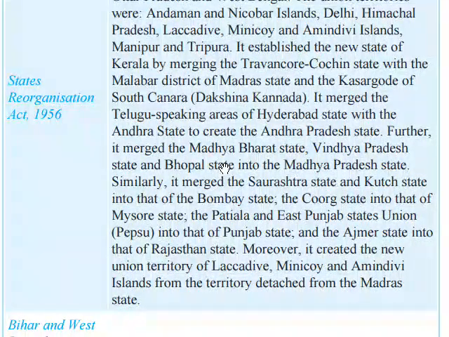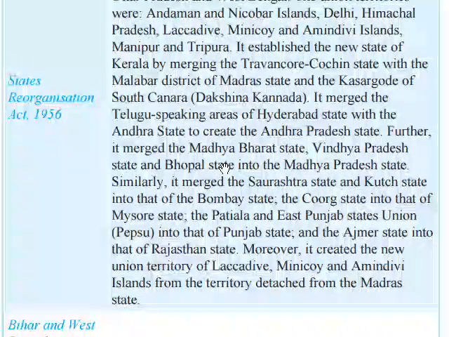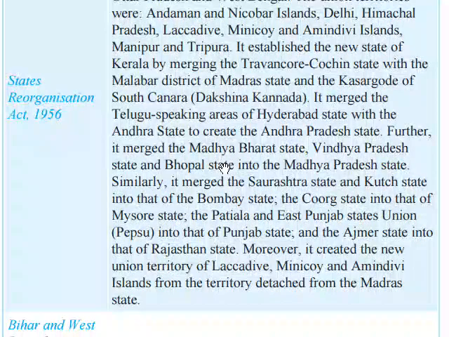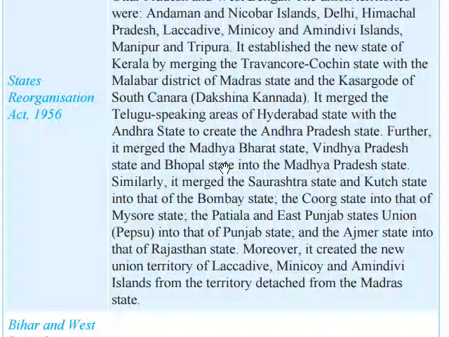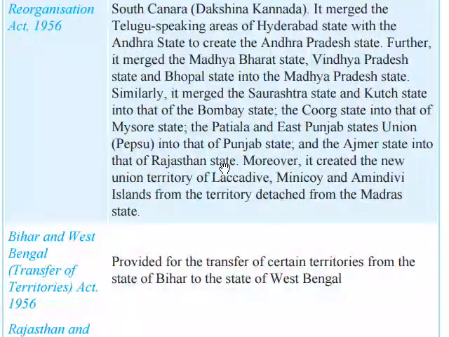Similarly, it merged the Saurashtra state and Kutch state into the Bombay state, the Coorg state into that of Mysore state, the Patiala and East Punjab States Union into the Punjab state, and the Ajmer state into that of Rajasthan state. Moreover, it created the new union territory of Lakshadweep, Minicoy and Amindivi Islands from the territory detached from the Madras state.